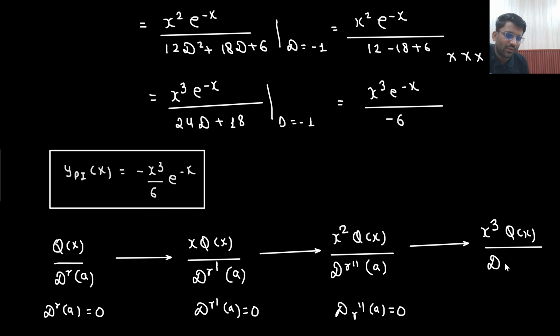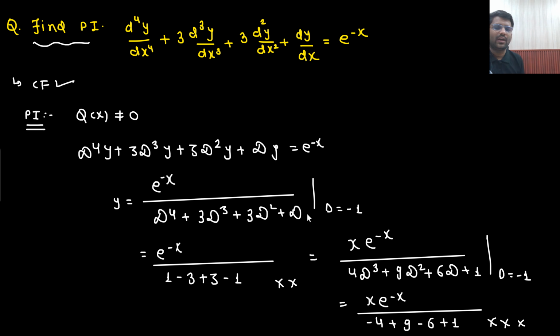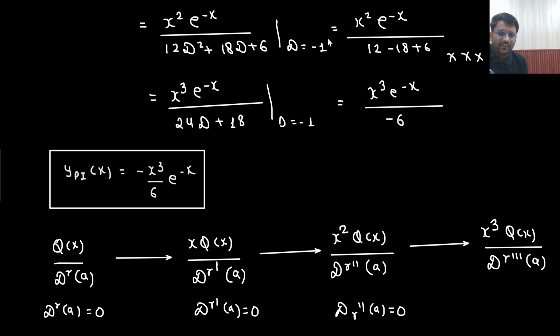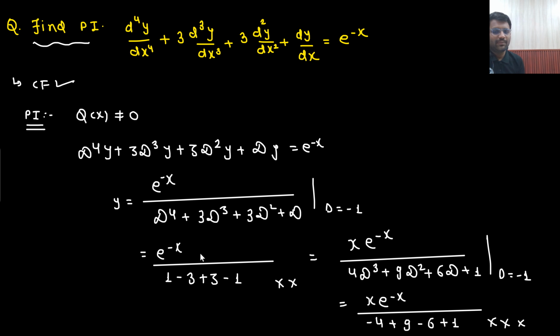So until you get a finite answer, you will keep on doing this process. Here also we have done this process 3 times. When I put d equals to -1, problem, multiply with x, differentiate. Again there is a problem, multiply with x, differentiate. Again there is a problem, multiply with x, differentiate. Now this time there is no problem. Job done.